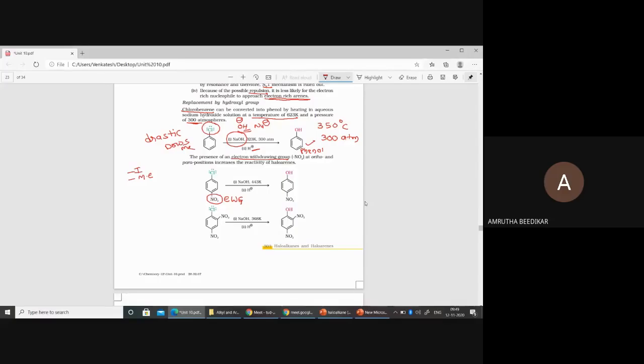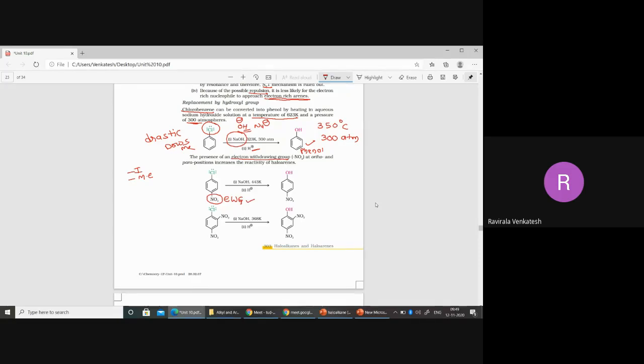With the help of a catalyst? I did not use a catalyst in this. By using a minus M group. Very good. Minus I or minus M? Simply say, by using electron withdrawing groups. Because in the examination, if they ask how to improve the reactivity or the conditions for nucleophilic substitution reactions, the answer is by placing electron withdrawing groups. In multiple choice questions, they may ask like this. So with electron withdrawing groups, we can make nucleophilic substitution reactions occur readily.